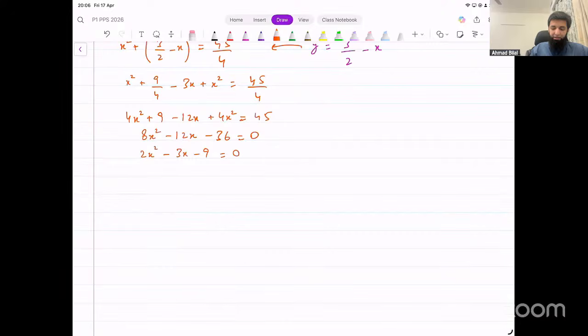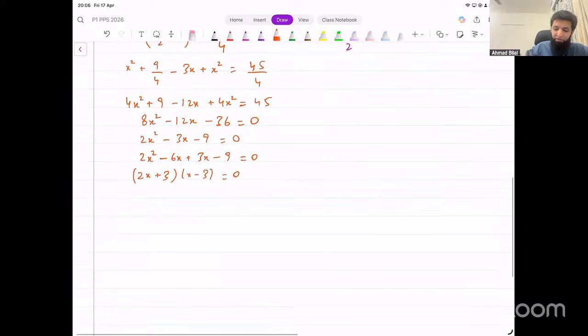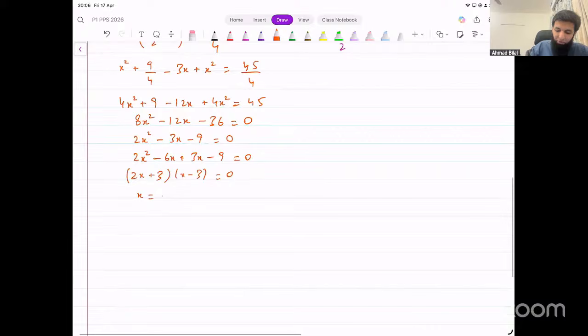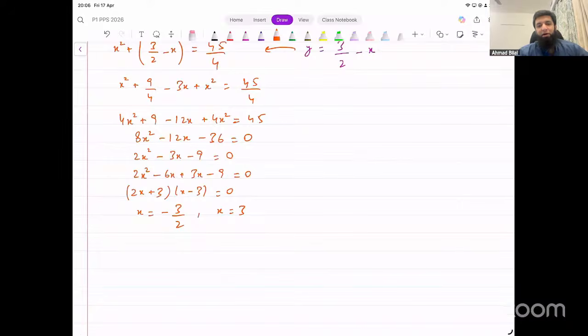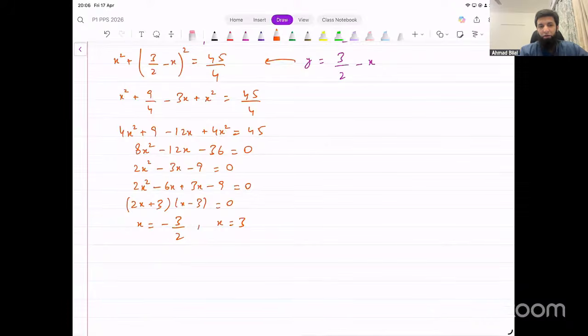18, 18, 6 and 3 would work, right? 6 and 3, 2x squared minus 6x plus 3x minus 9 equal to 0. We get two factors from this, 2x plus 3 and x minus 3. These are the two factors that we end up getting from this. One possible value of x is negative 3 over 2 and the other possible value of x is 3. If you don't want to factorize, just put in the quadratic formula and you'll get the results. That's also fine. But you need to make sure that you show your working, either this factorization step or the step in which you are inputting values in the quadratic formula. That is necessary.